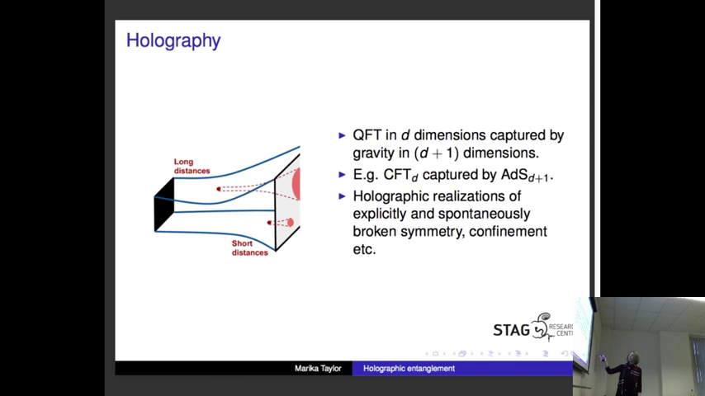And this is the case that's been known for almost 20 years now, but by now we can go well beyond conformal field theories. We can do holographic realizations of explicitly broken symmetry, spontaneously broken symmetry, confinement, and so on. I wouldn't say that AdS models for QCD, in my opinion, are particularly successful because they don't get the essential physics. But we nonetheless have examples of theories which have confinement, spontaneously broken symmetry, and so on. Okay, so that's the first feature we know.